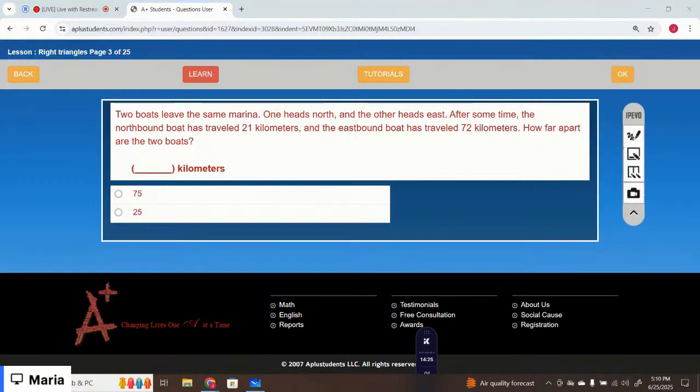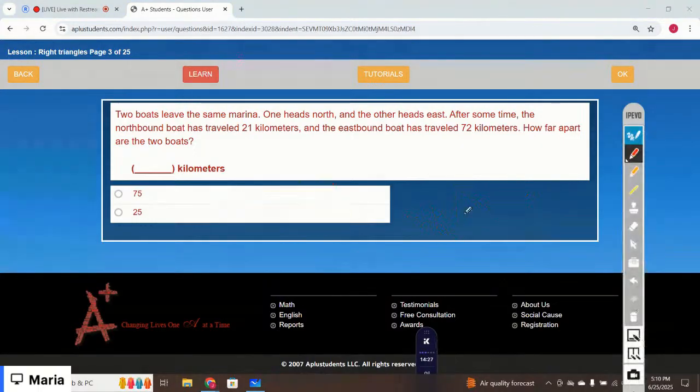So one traveled eastbound, that went 72 kilometers, and the other went northbound 21. So how far apart, we need to calculate this. So that is C square equals A square plus B square, that is 21 square plus 72 square.